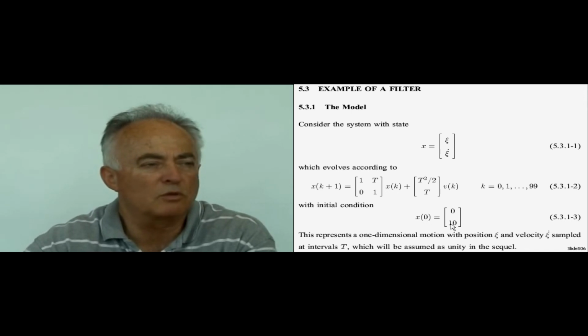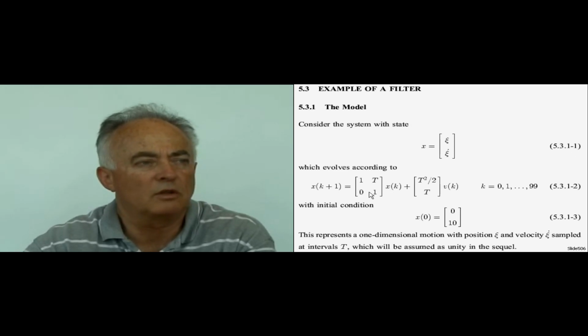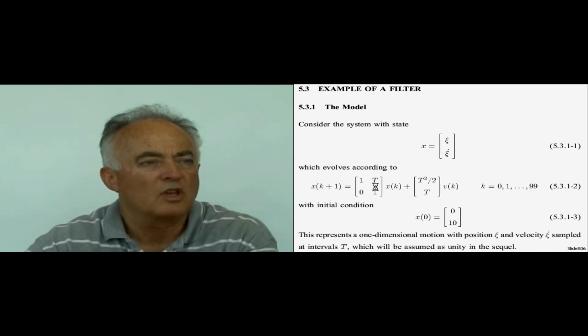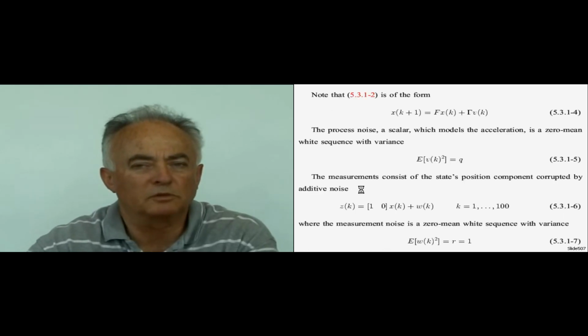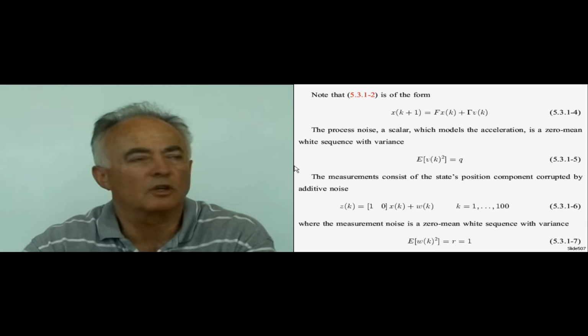This is one-dimensional motion, and you can see by checking in discrete time that the two eigenvalues here are 1. That's a double integrator. It integrates velocity into position, and the meaning of v_k is really acceleration. It integrates acceleration into velocity. And we'll assume the sampling interval for this illustration equal to unity.